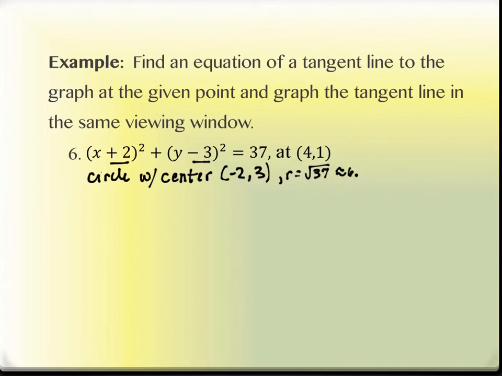So the derivatives for a circle are actually very friendly. I have x plus 2 quantity squared, so it's a chain rule. I'm going to bring my 2 down, rewrite the x plus 2 to the power 1, and then the derivative of x is 1. And then with the y part, I'm going to bring the 2 down. I'm going to rewrite the y minus 3 to the power 1. But then what's the derivative of y? dy dx. And the derivative of 37? 0.